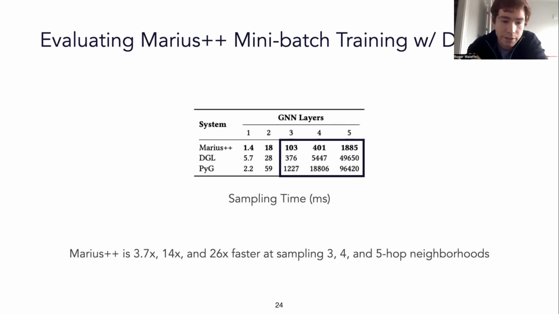And this minimization of redundancy is one reason that the mini-batch sampling times for multi-layer GNNs in Marius++ are significantly faster than baseline systems. As we can see in this table, Marius++ is 3.7x, 14x, and 26x faster at sampling 3, 4, and 5 hop neighborhoods compared to DGL and PyTorch Geometric.